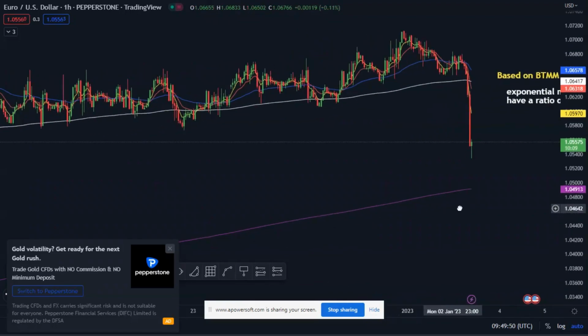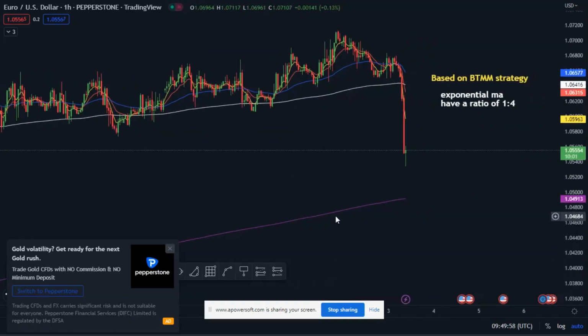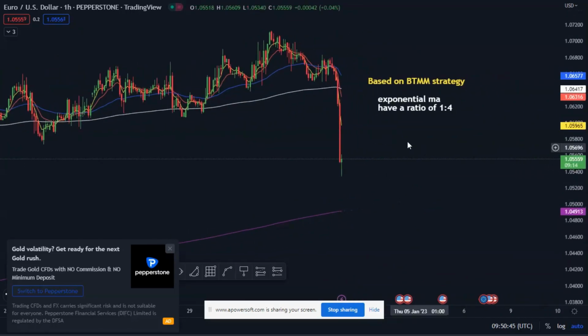The purple one is the 800. It is in color purple. Then we have the mayonnaise, or the mayo, which is the white one. It is period 200. The purple one is period 800, and the white one is an exponential moving average. Then the blue one, the blueberry, is the 50 period. Then we have the 13, which is the one in red. It's the ketchup, yes, I think it's the ketchup. And then the yellow one. They are all important.